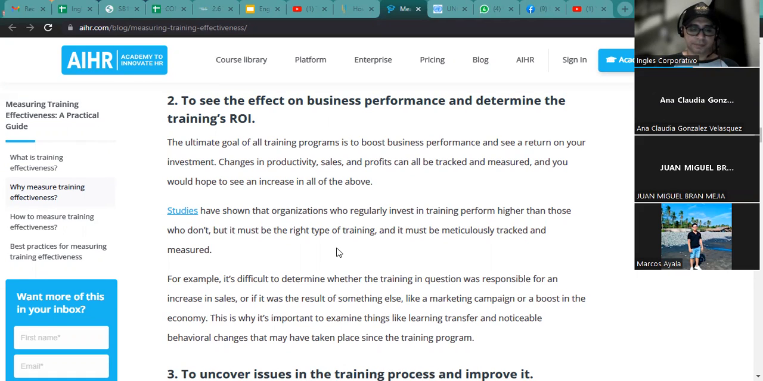For example, it is difficult to determine whether the training in question was responsible for an increase in sales or if it was the result of something else, like a marketing campaign or a boost in the economy. This is why it's important to examine things like learning transfer and notice stable behavioral changes that may have taken place since the training program. Good. What did you get from this?